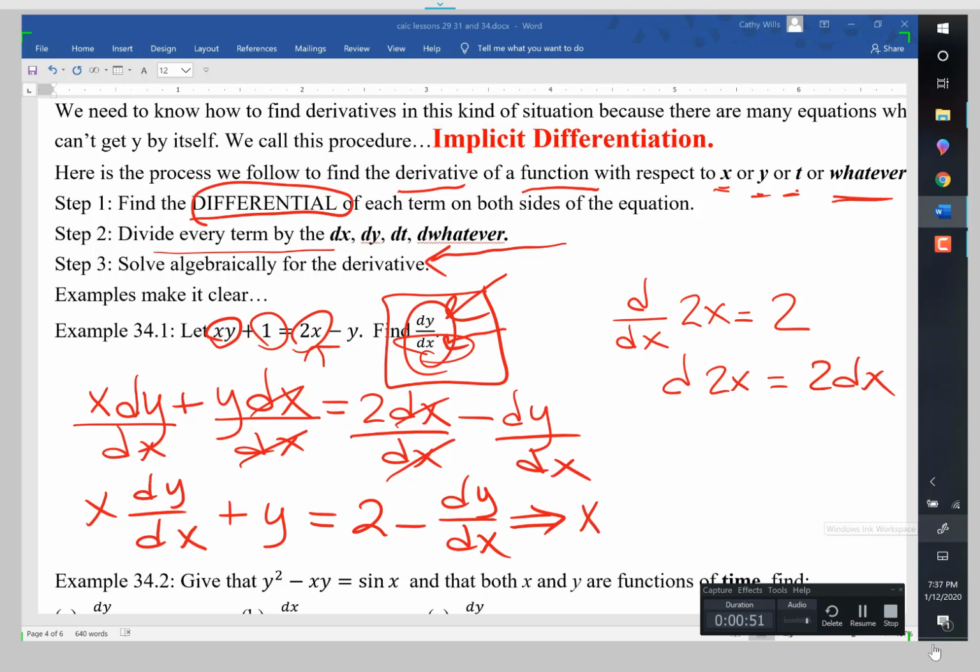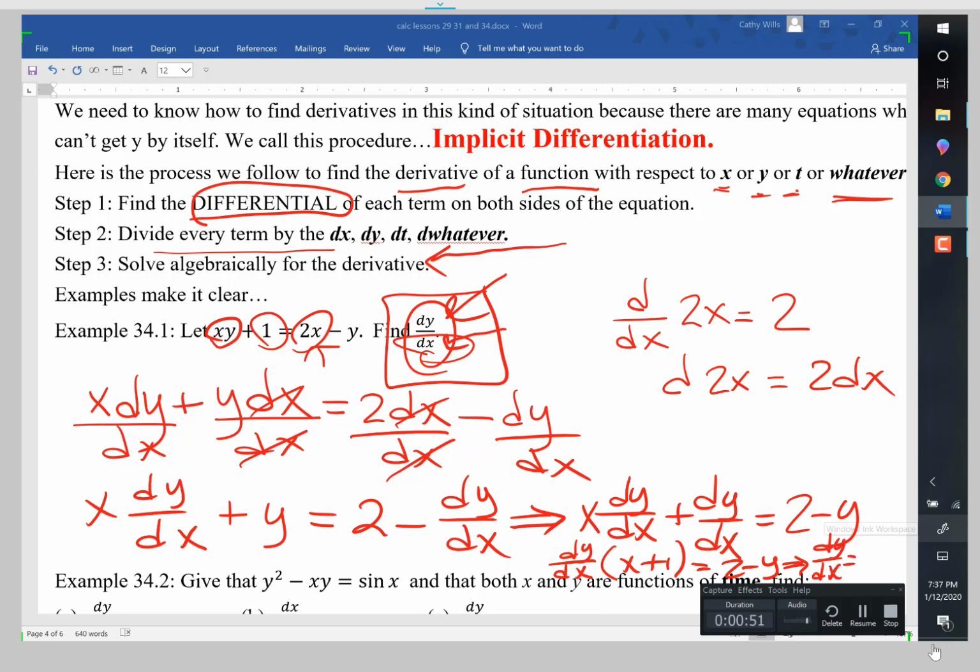So I'll have x dy/dx plus dy/dx. And then I'm going to move the y on the left side over to the right side. So we'll have 2 minus y. And now I'm going to factor out the dy/dx. And I know that's not much room here. dy/dx times x plus 1 equals 2 minus y. And so to get dy/dx by itself, divide both sides by x plus 1. So dy/dx is equal to 2 minus y over x plus 1.